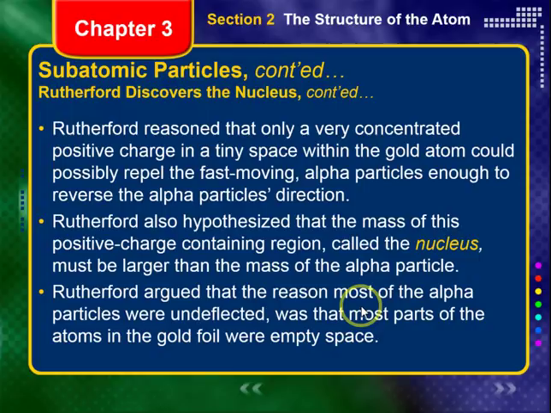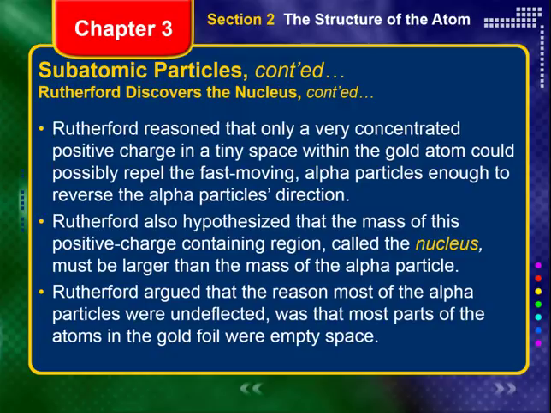Rutherford reasoned that only a very small concentrated positive charge in a tiny space, remember, because not many things hit it, so it must be very small, within the gold foil atom could possibly repel the fast-moving alpha particles enough to reverse the alpha particles' direction.